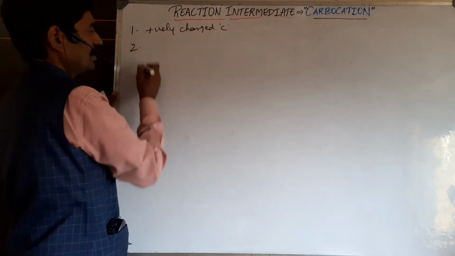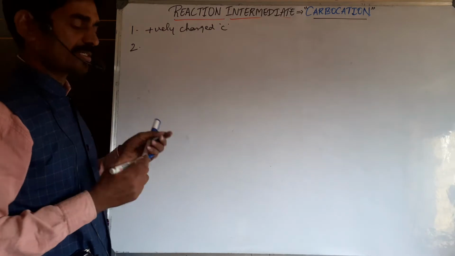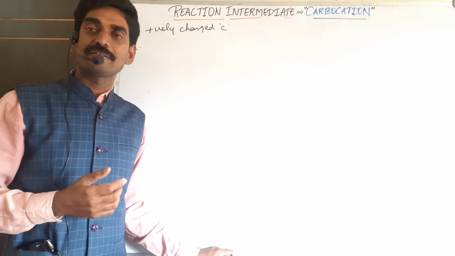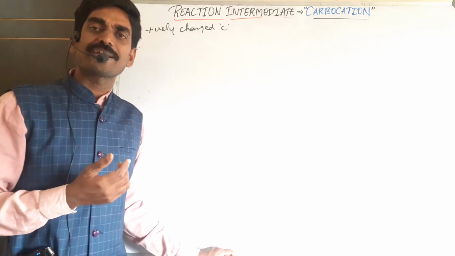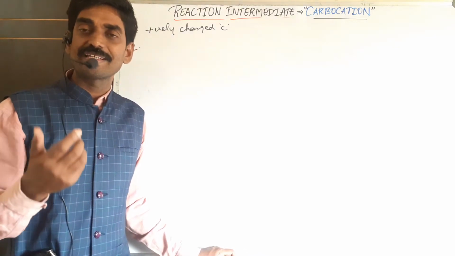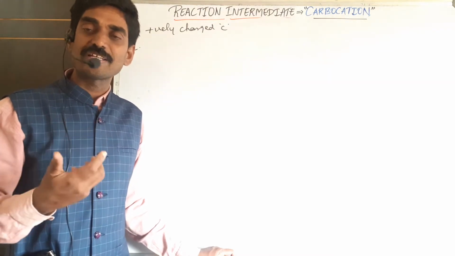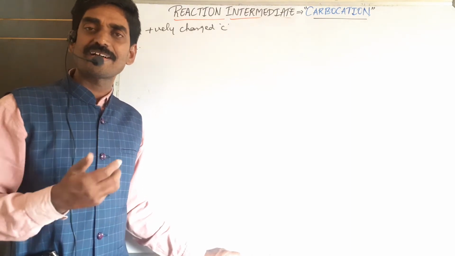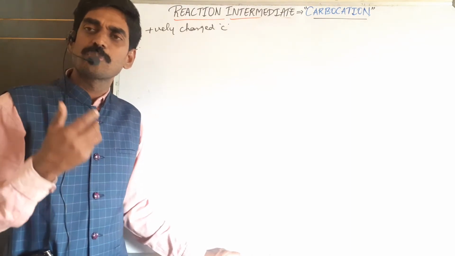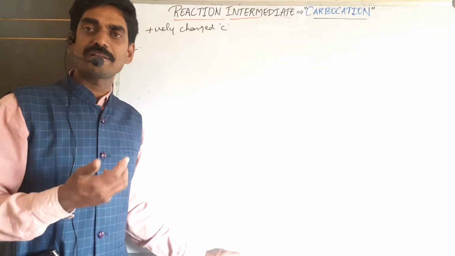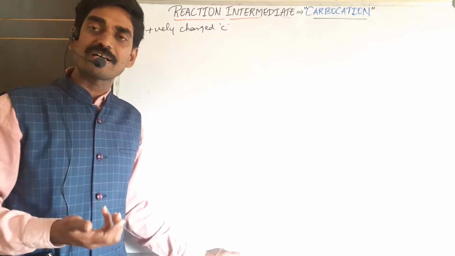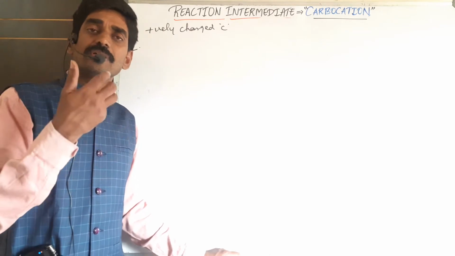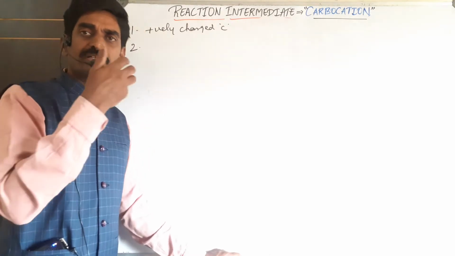There are different types of carbocations. That is saturated carbocation, that is alkyl carbocation, then unsaturated carbocations, that is alkenyl carbocation, alkynyl carbocation, then benzyl carbocation, allyl carbocation, then tropylium carbocation, cyclopropyl carbocation, cyclopropyl methyl carbocation. So first of all, we discuss the different structural aspects of carbocation.